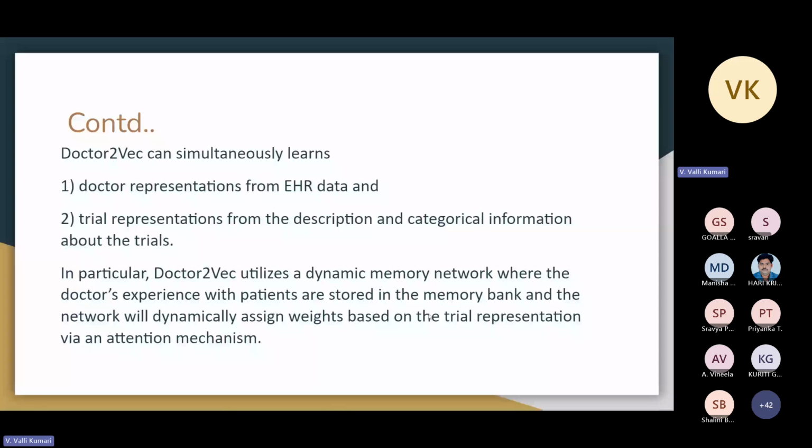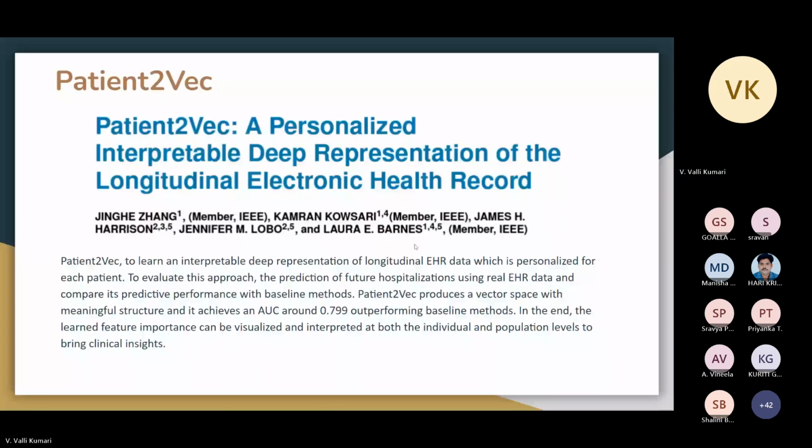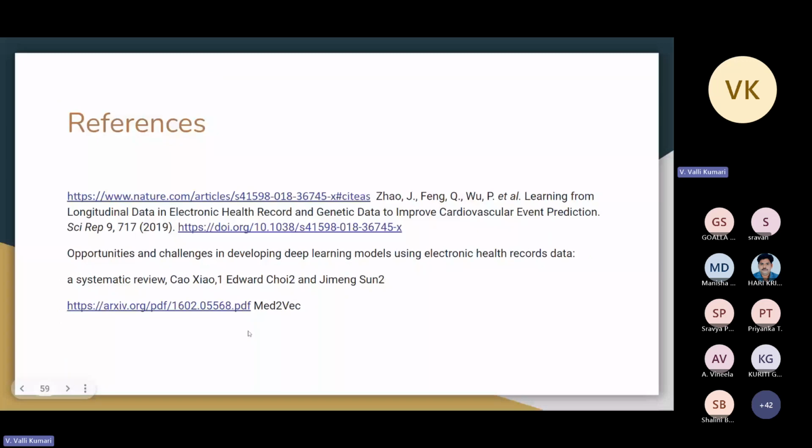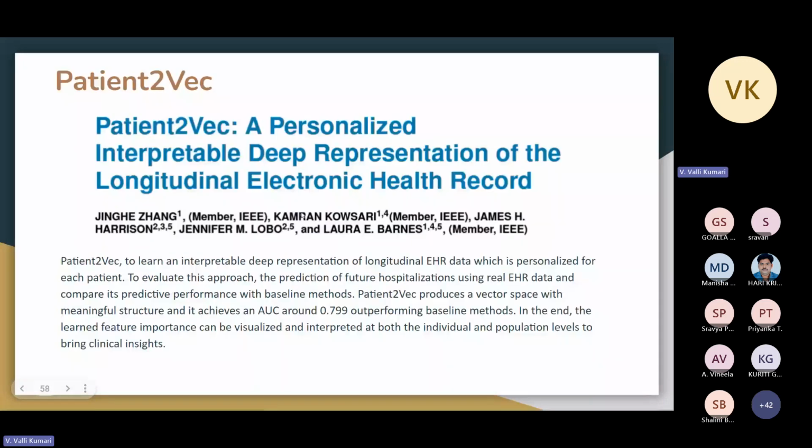And then we have another representation called Patient2Vec. This is another recent paper. It is about representing the EHR data, longitudinal EHR data, for each patient. So how do you represent a patient? These are some of the representation methods, embeddings rather.